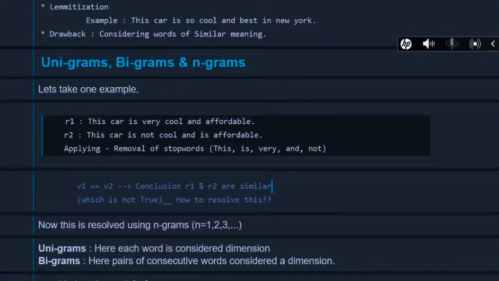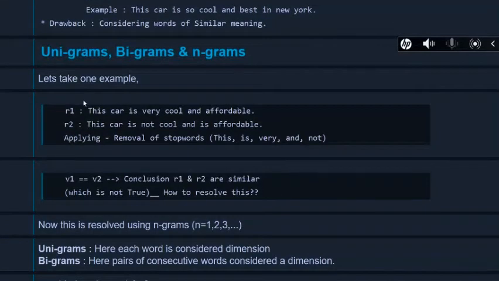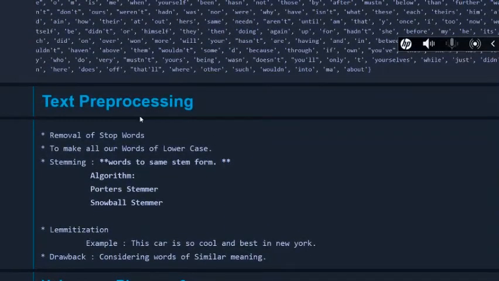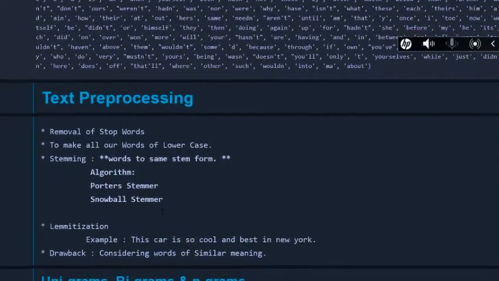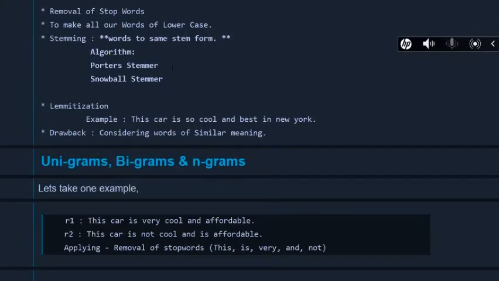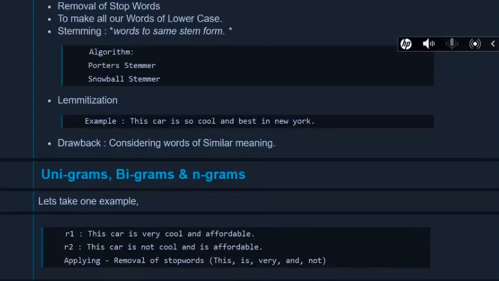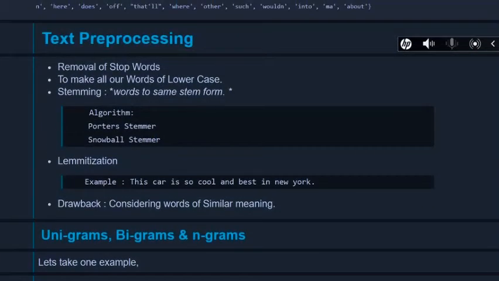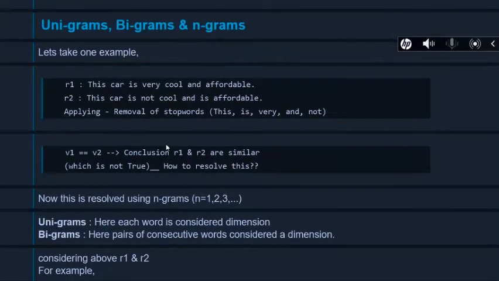So on seeing this, what does the computer conclude? On removing all these stop words, we are proceeding with the text pre-processing methods. So these are the removal of stop words. This is the first step we can go with in textual pre-processing. So we are removing the stop words.